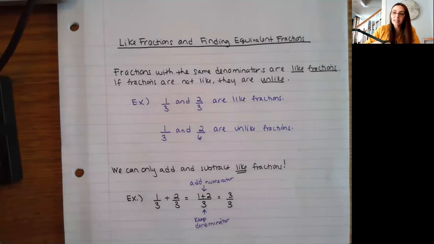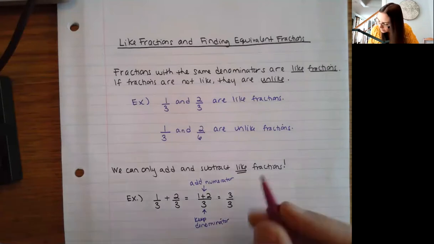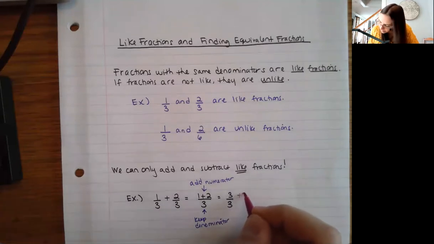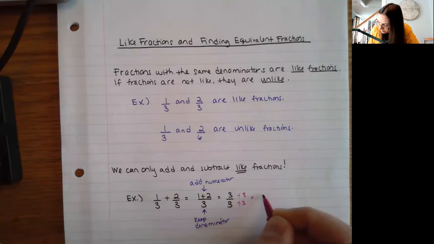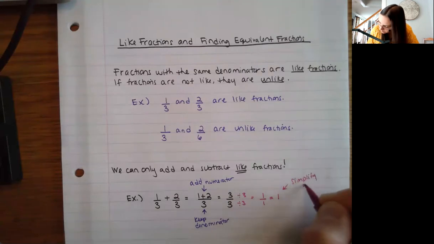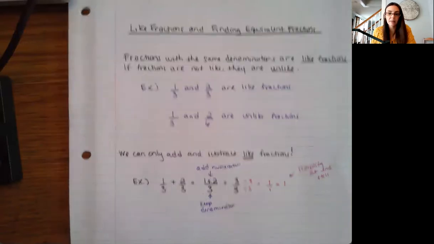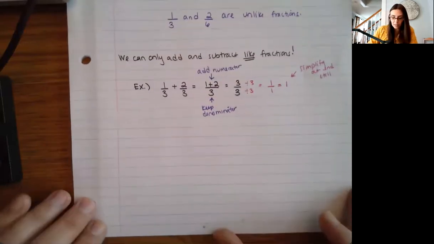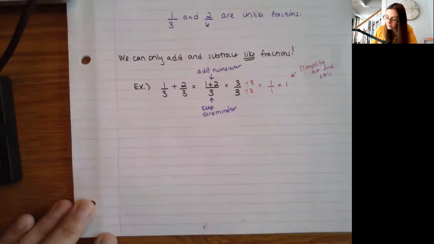And then now we do need to simplify though. So here I can divide these both by 3, or 3 divided by 3 is just 1. And we simplify at the end still. So your denominator may change in the final answer, but to add or subtract, they need to be the same.